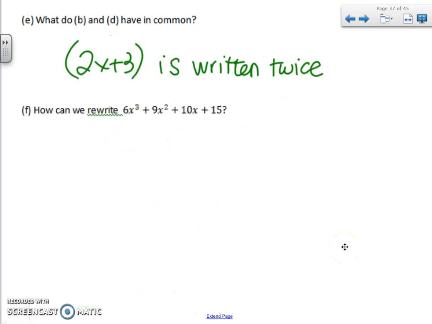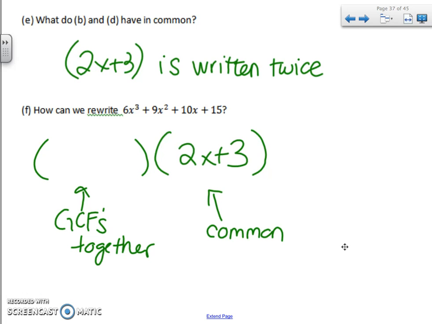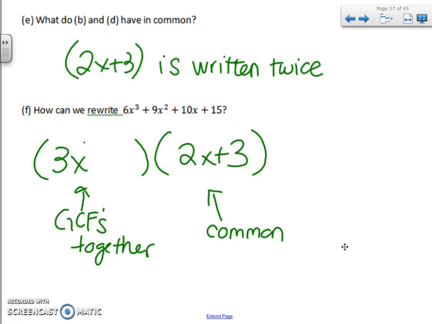So what you do is you rewrite the GCFs together in one parenthesis, and in the other parenthesis, you write what was in common. So we had 2x plus 3 in one parenthesis, and then the two GCFs were 3x squared and then a 5. Okay? And so that's how you would write your answer.